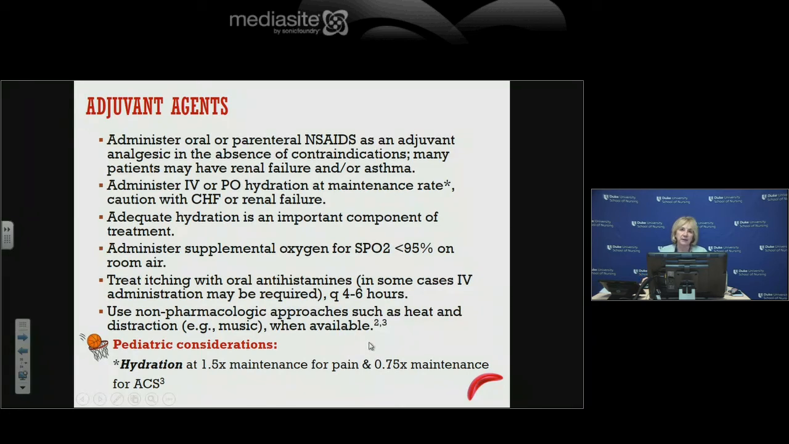And because so many patients with sickle cell also have chronic pain, they really may be more aware of the need to use distraction, and they may be trying to distract themselves while they're in the ER. And then finally, back to hydration in pediatrics. Here are some recommendations for pediatric hydration.